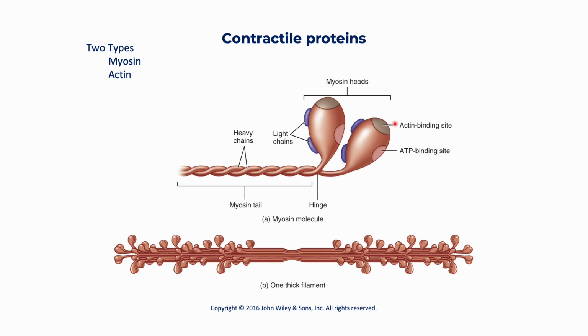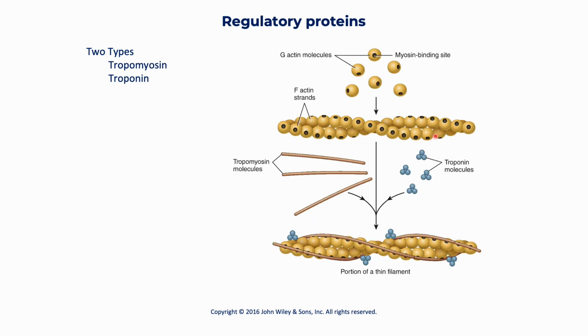So if you look over here, we have the actin binding site on this myosin head, as well as ATP binding sites on this myosin head. We also see these light chain structures that are represented by the purple, and then you can also see the heavy chains over here that we find in the tails.